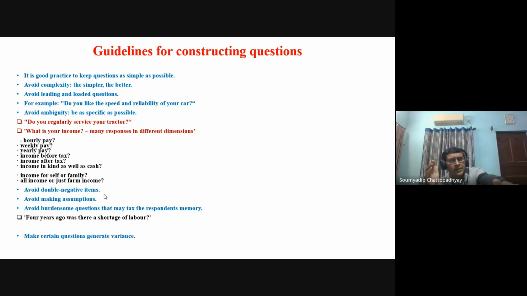One specific example, again a hypothetical one. Suppose you are doing a survey on car advertisement, car sales. Your question is something like this: do you like the speed and reliability of your car? Obviously, the question is ambiguous. Why is it ambiguous? Because two different dimensions are incorporated in this one question. One dimension is speed, another dimension is reliability.